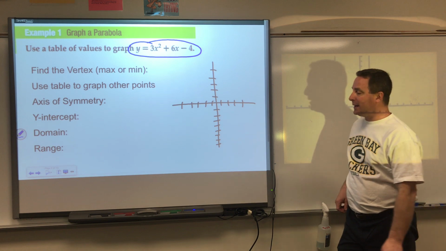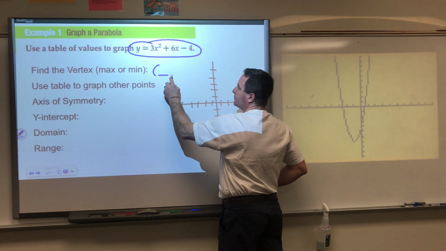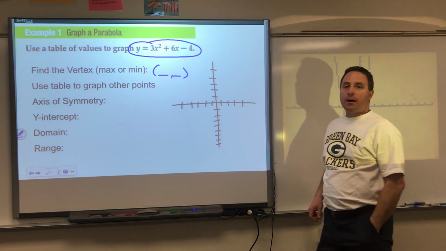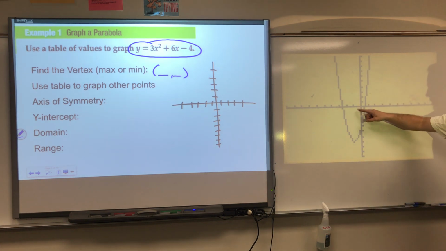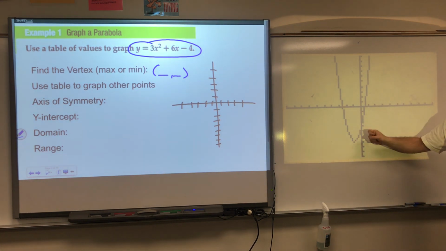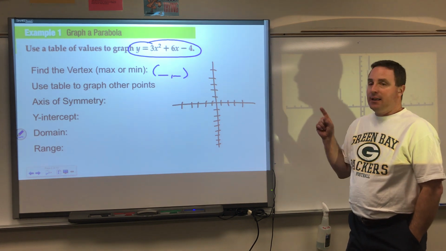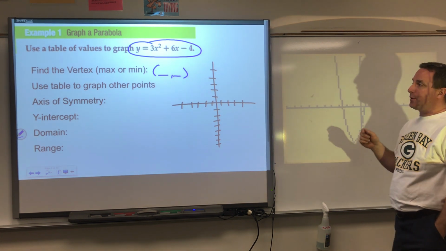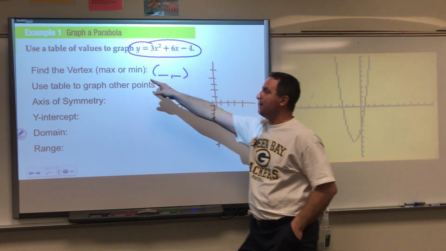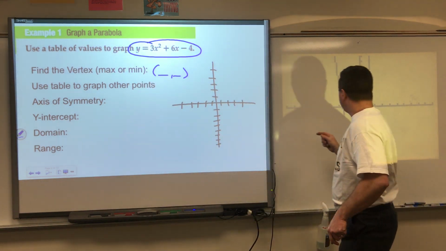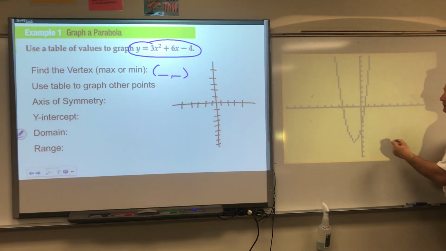First things first, we need to find the vertex. Well, I can kind of see it looks like it's left 1 and down something, but we're going to use the calculator to help us with that. In order for the calculator to help us, we need to first determine whether this one is a maximum or a minimum. Is the vertex a high point or a low point of the graph? Well, it's way down here.